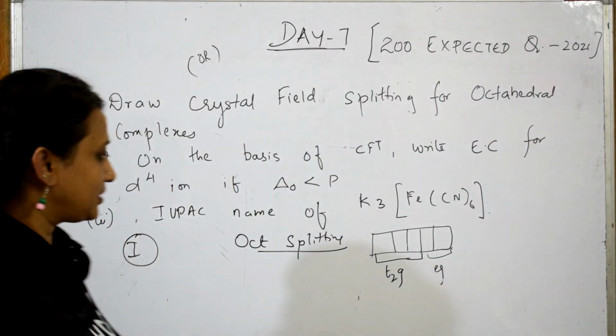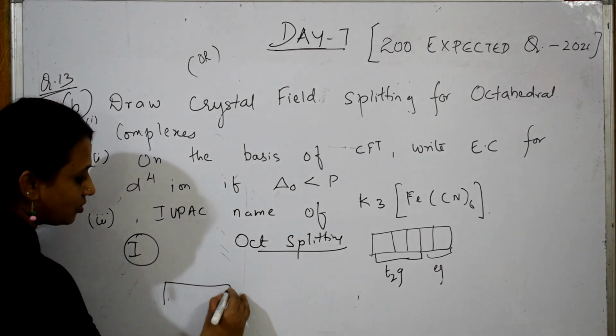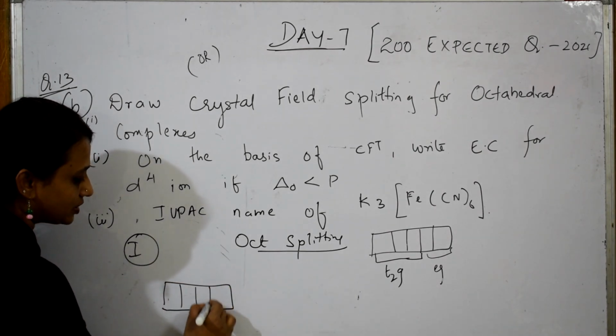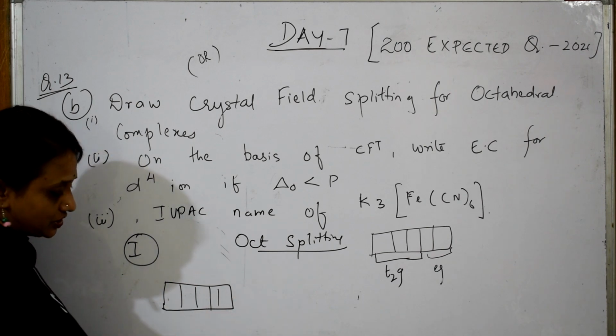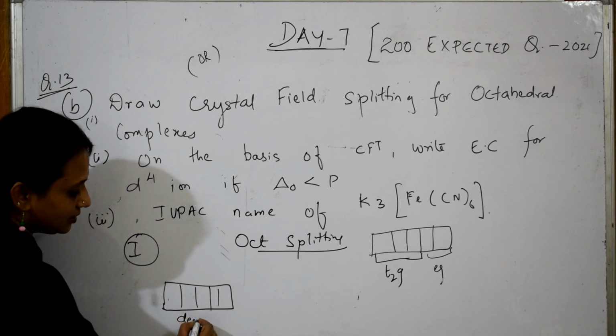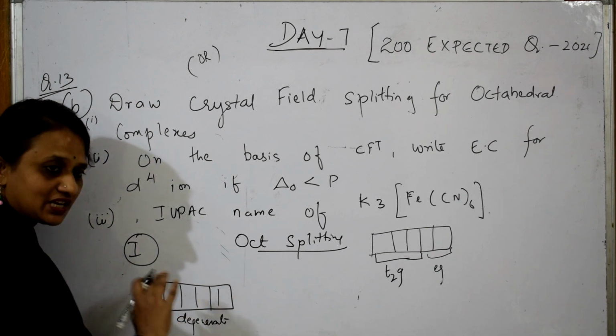First, you have to draw. They ask you to draw, no? So, draw all the 5 degenerate orbitals, all of the same energy. So, all are degenerate, equal or the same energy.